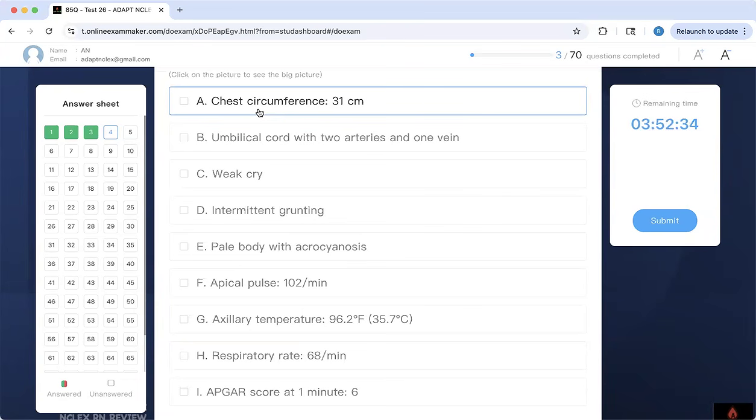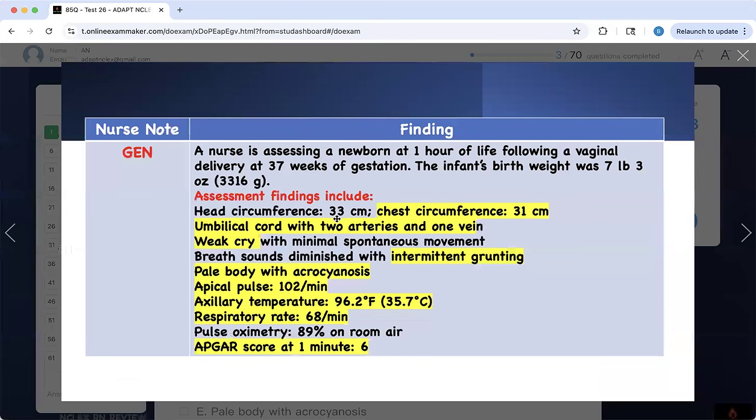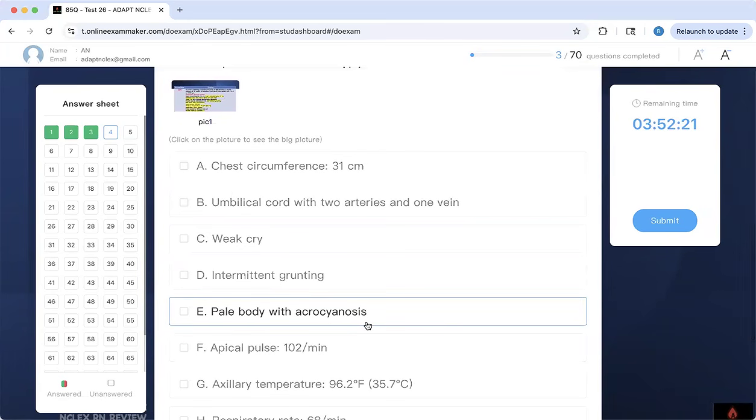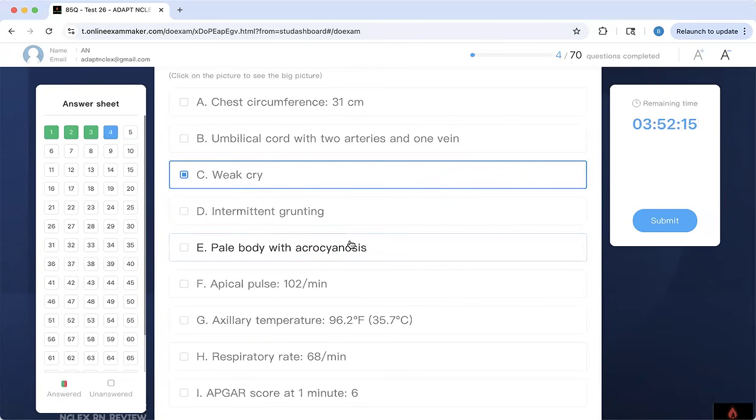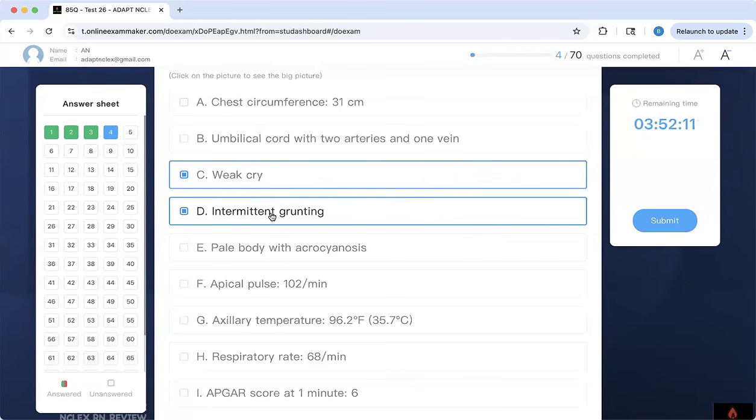Now, chest circumference 31 centimeters. You can get an answer from head circumference. Head circumference is 33. The difference between them is between 2 to 3 centimeters. Therefore, that's good. Umbilical cord with 2 arteries and 1 vein, that's normal. Patient has a weak cry. We don't like it. Bad problem. Grunting, respiratory problem. Pale body with the what? Acrocyanosis. That's good. It's not bad.